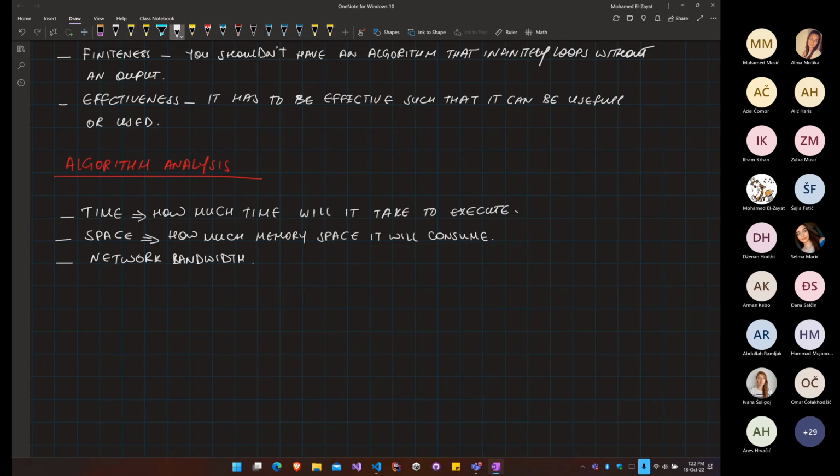It says in here, how much data will be transferred.